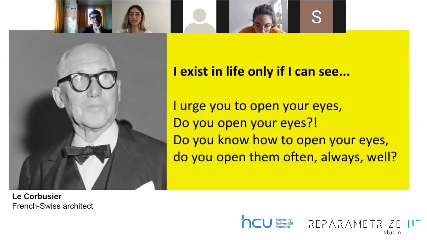Our lovely Le Corbusier. He said, "I exist in life only if I can see," and they consider him one of the architects who just focused on vision. "I urge you to open your eyes. Do you open your eyes? Do you know how to open your eyes? Do you open them often, always well?" And of course, this is the ultimate focus on vision.